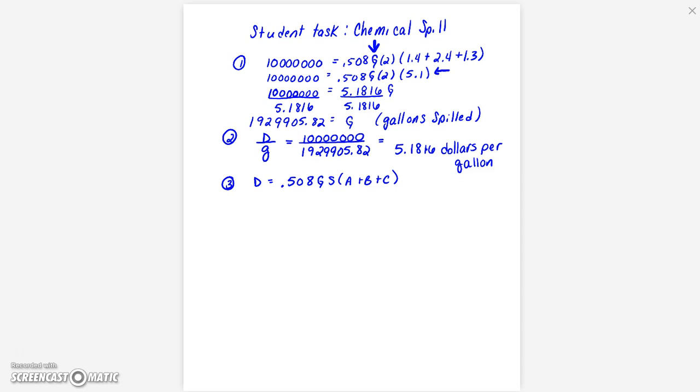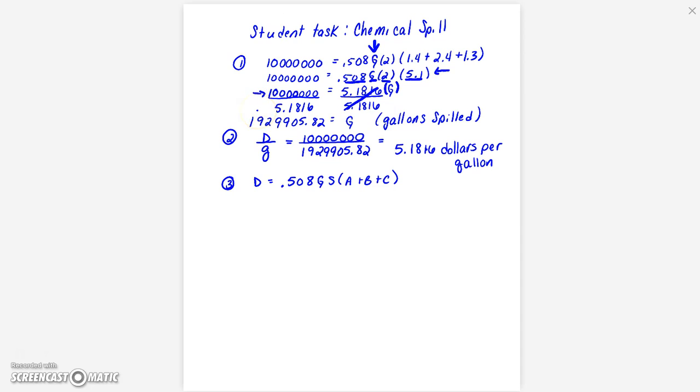5.1. Then you multiply 5.1 times 2 times 0.508 times G. And it doesn't matter which order you do it in because 5 times 2 is the same as 2 times 5. So if you multiply all the numbers together, you get 5.1816 times G. So our G is still there. And to solve it, we need to isolate it. So since we're multiplying G times 5.1816, we want to divide both sides by 5.1816. So it cancels out here.